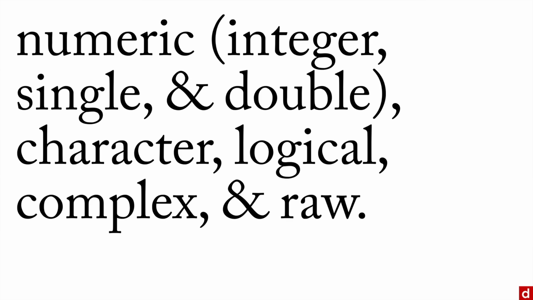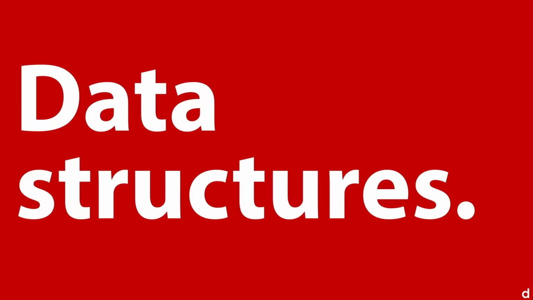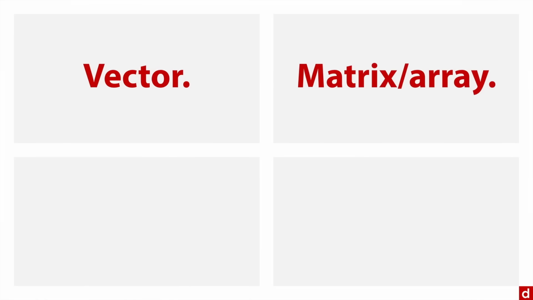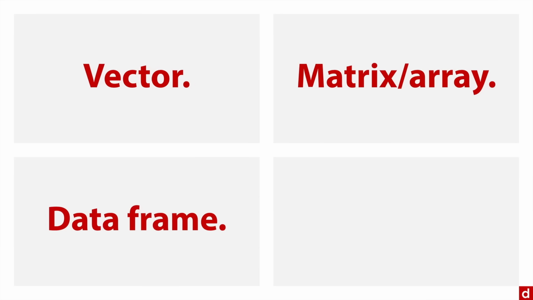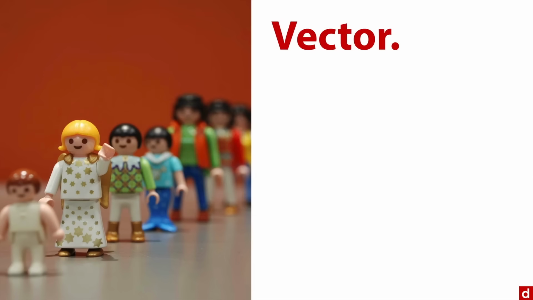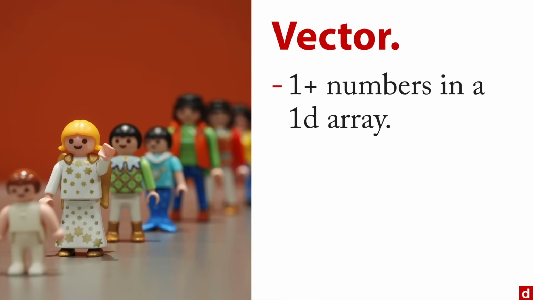But regardless of which kind you have, you can arrange them into different data structures. The most common structures are vector, matrix or array, data frame, and list. We'll take a look at each of these. A vector is one or more numbers in a one-dimensional array. Imagine them all in a straight line. In other situations, if it's a single number, it would be called a scalar. But in R, it's still a vector. It's just a vector of length 1.